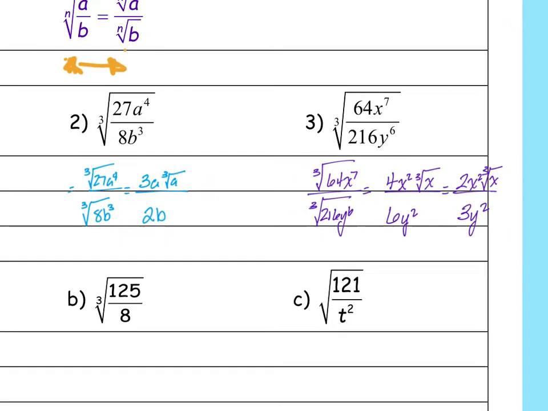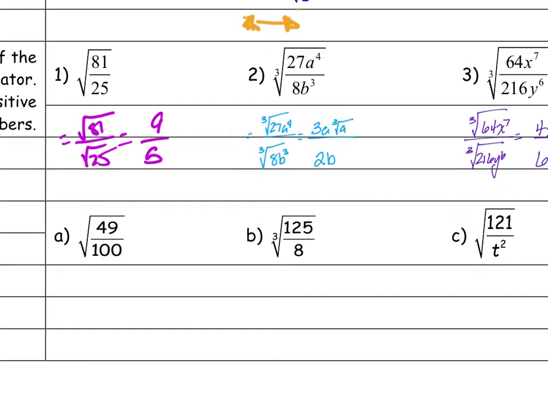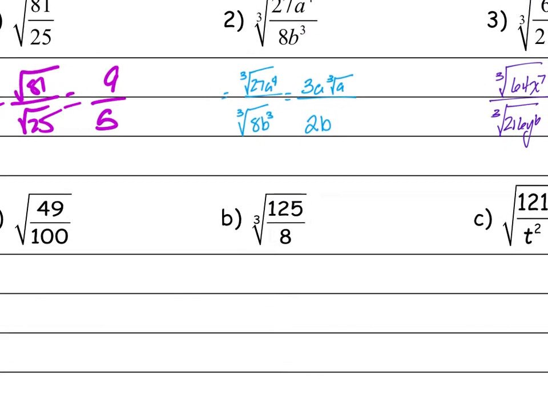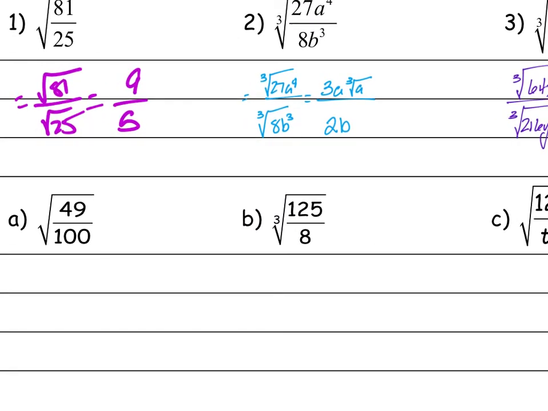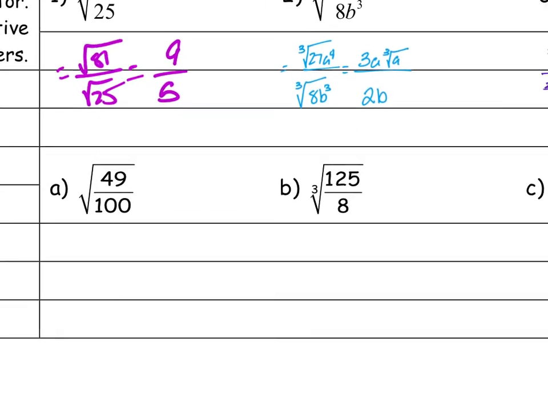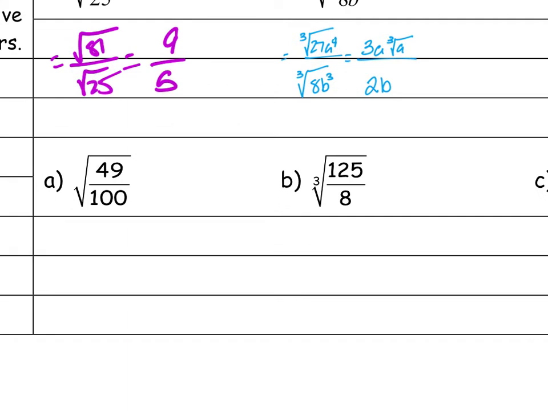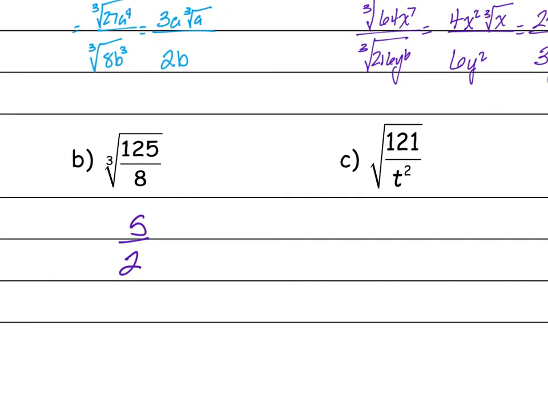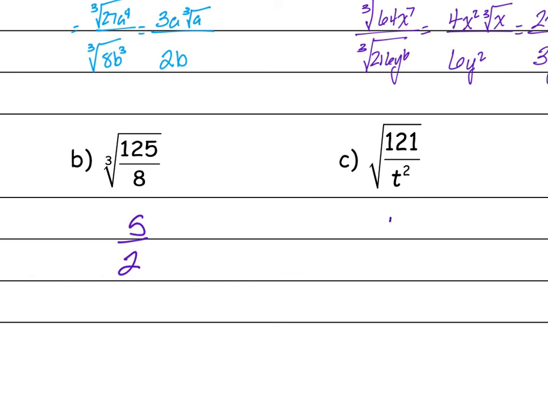Okay. Awesome. So can you try and do these 3 problems for me then? I'm just kidding, yeah. It shouldn't have taken you this long to do them. Just to be honest with these 3 problems, right? So the square root of 49 over 100 should be 7/10. And the cubed root of 125 over 8 should be 5/2. And the square root of 121 over t squared should be 11 over t. Done.